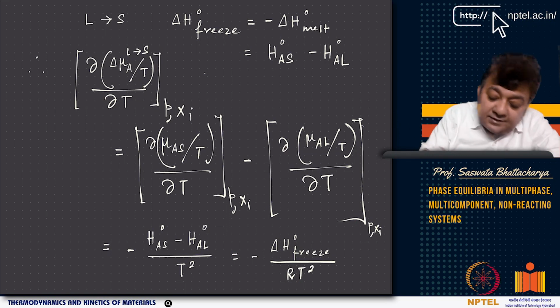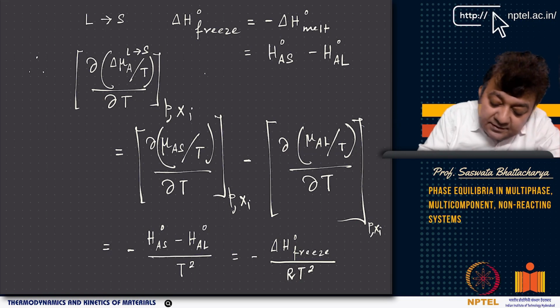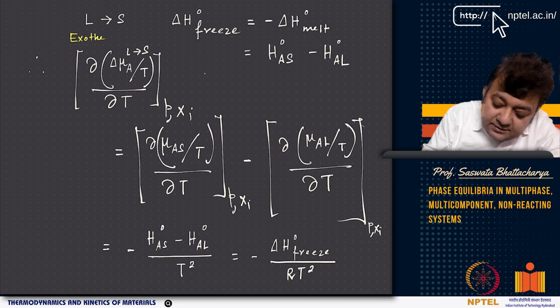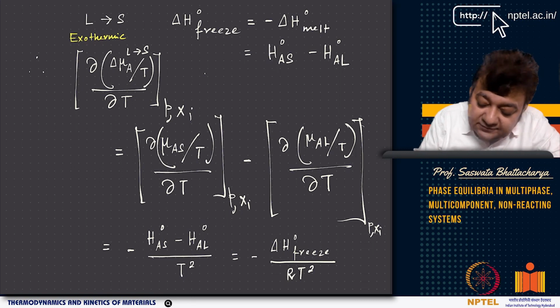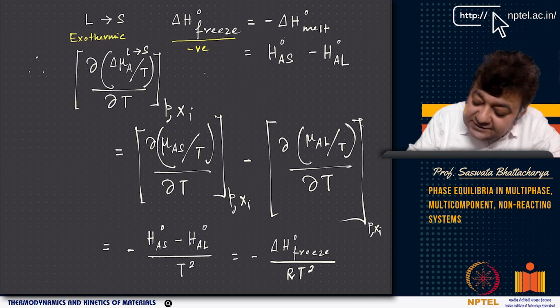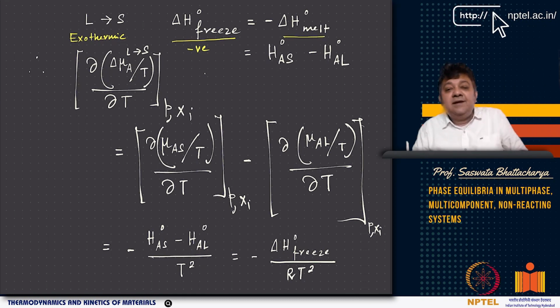If you look at liquid to solid transformation, it is basically an exothermic transformation, right? Exothermic means it gives out latent heat, or heat of transformation, and that is called delta H0 freeze. Now, if it is giving out heat, that means delta H0 freeze is negative, which is basically the negative of delta H0 melt, because the melting process is an endothermic process, right? The solid has to absorb heat to convert to liquid.